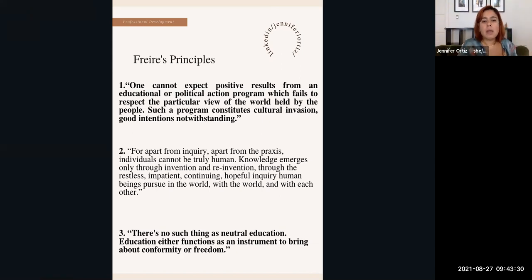Number three, there's no such thing as a neutral education. Education either functions as an instrument to bring about conformity or freedom. And I strongly believe that. You're either working for racial justice by becoming a more knowledgeable equity practitioner, or you are engaging in practices that support structural racism. And we could talk about that later.